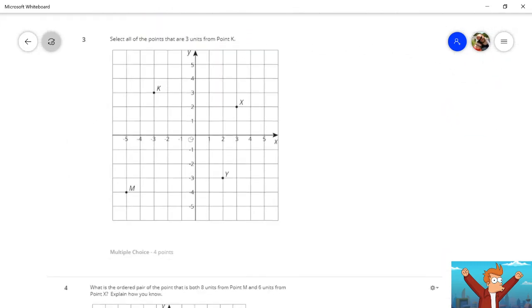Select all the points that are 3 units from point K. This is kind of neat. I like this one. What are the points that are 3 units away? 1, 2, 3. There's a point. 1, 2, 3. There's a point. And so on for each direction. Okay, I think that's all they want you to do with this one. You can go over 1, up 2, over 2, up 1, but I think right now they just want you to do 3 straight line units.